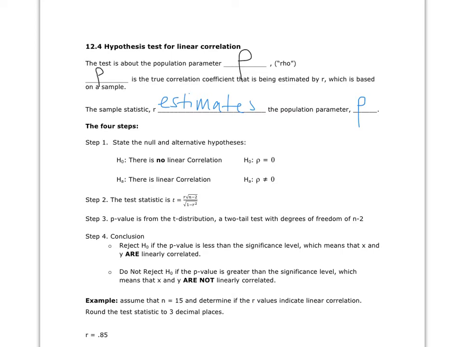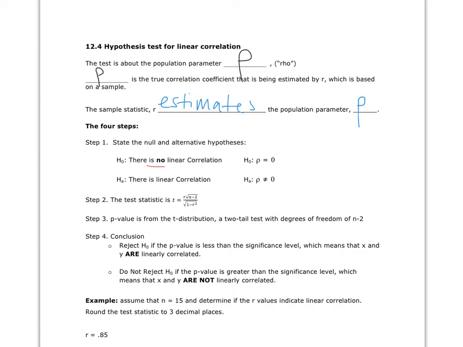So just like other hypothesis tests, there's going to be 4 steps. The first step, stating the null and alternative hypotheses, they're always going to be the same. So the null is, in words, that there is no linear correlation, and it looks like rho equal to 0. If you remember, if we've got a correlation coefficient that's equal to 0, we say that there's no linear correlation. So the null is that rho is equal to 0. In other words, there's no linear correlation. And then the alternate is that there is linear correlation, and that would be the case if rho is not equal to 0.